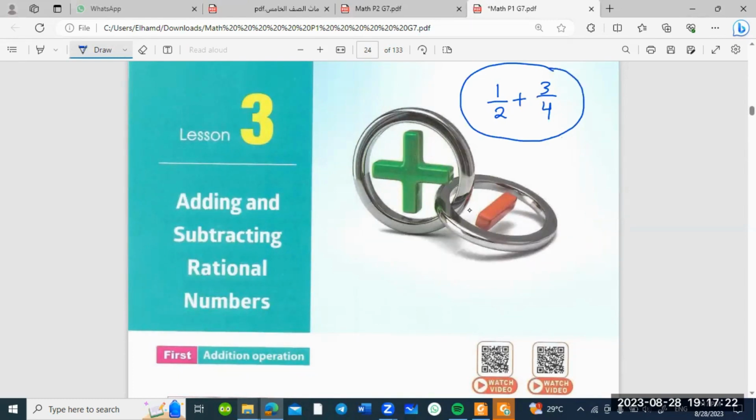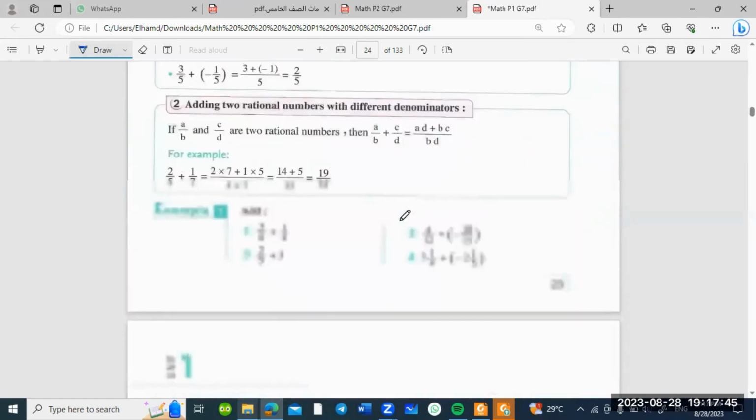I think it's so easy. The lesson of today is the same thing, but sometimes you have negative and positive. That's it. This is the only difference between the lesson of today and the lesson of grade 4, which you have had before. Of course, you can add two fractions with different denominators or with the same denominators.